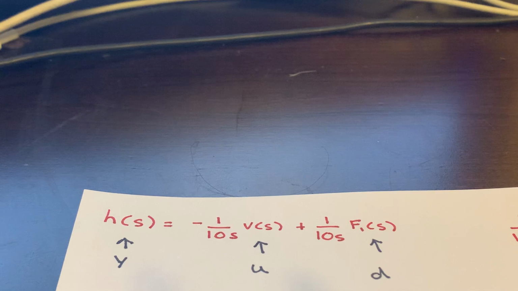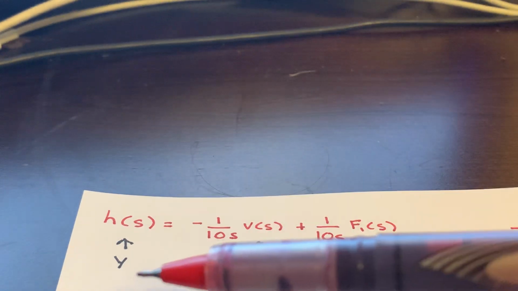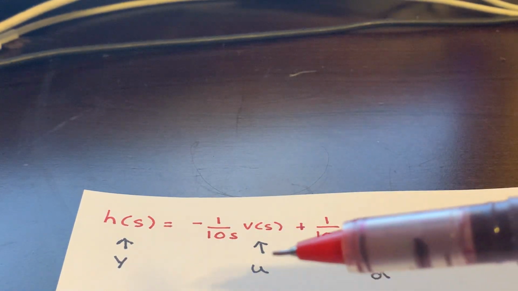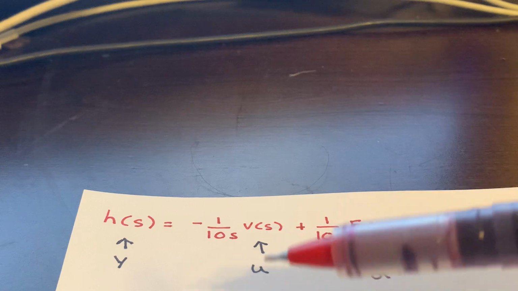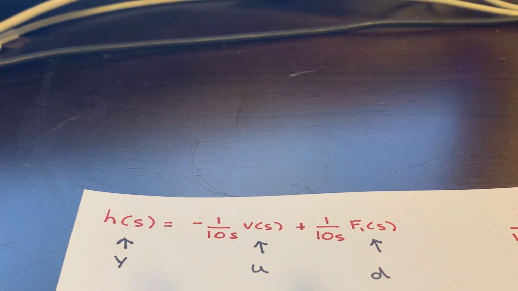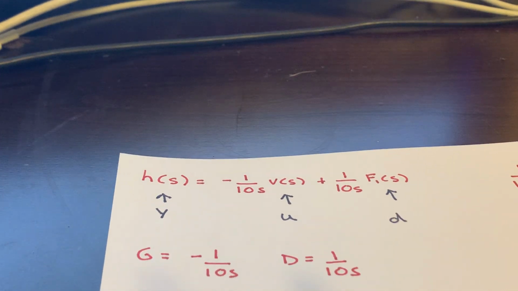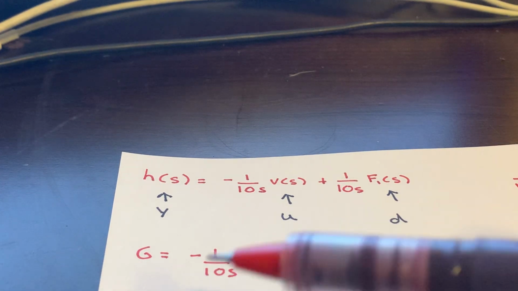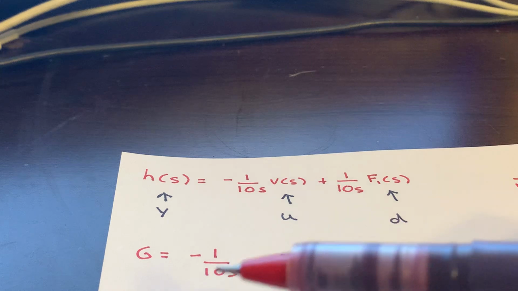So whenever I see a problem like this, the first thing I want to do is assign variables. So what's my controlled variable or output, right? That's my H of S. My manipulated variable or U is V of S, which is the valve stem position. And then my disturbance is the inlet flow rate, D. Likewise, I can also determine the transfer function. So my G is minus 10S or minus 1 all over 10S.